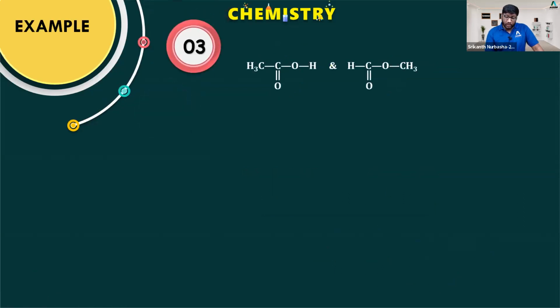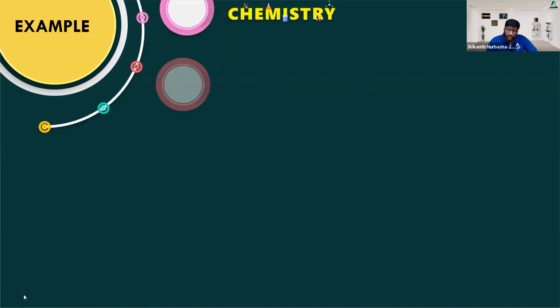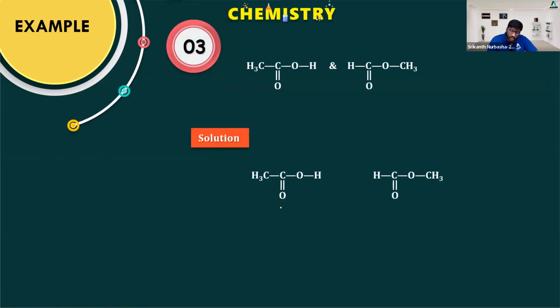What about here? CH3 C double bond OH, HC double bond OCH3. What are these? Again, CH2 has been transferred or not? Can I say these are metamers? No, sir. Why? Functional group isomers. Yes, the functional group has been changed. CH3 C double bond OH is carboxylic acid, whereas HC double bond OCH3 is ester. So they are functional group isomers.